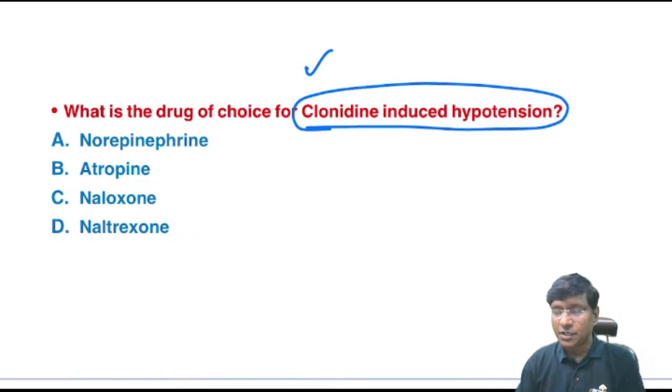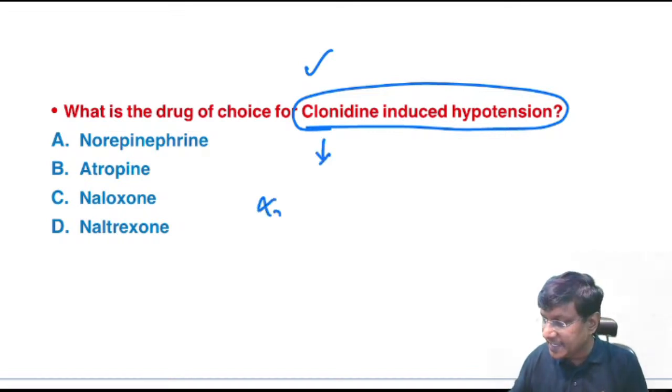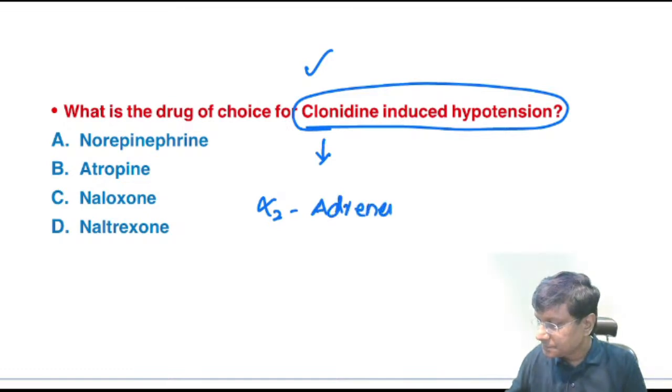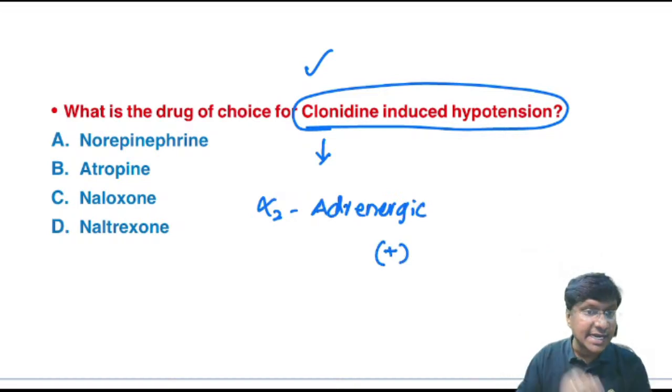Okay, first of all, you should understand what exactly clonidine is. Clonidine is an alpha 2 adrenergic agonist, and we have many alpha 2 adrenergic agonists apart from clonidine.